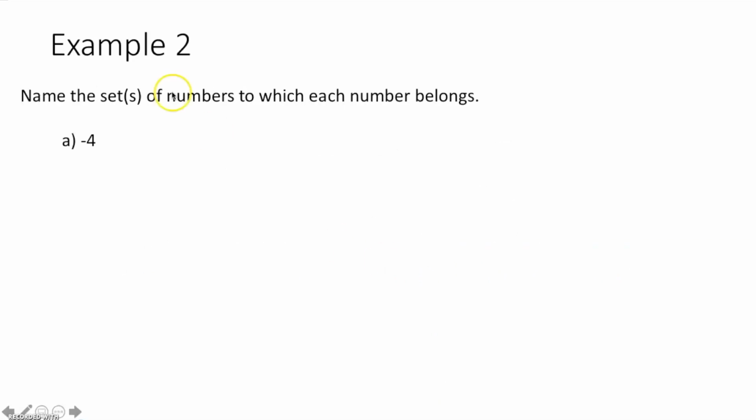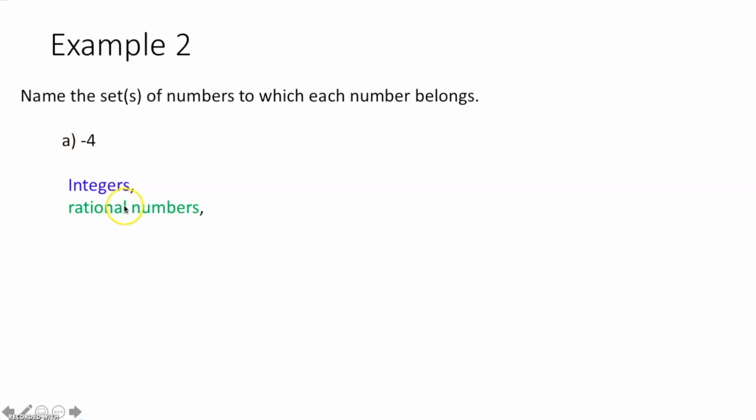Okay, example 2 says name the set or sets of numbers to which each number belongs. We're starting with -4. Now, you see that negative? Right away, you should think, okay, negatives start with integers. And since this doesn't have a decimal on it, and it's not a fraction, we know that it's going to be an integer. Next, since it's an integer, we remember that chart that we had before, that diagram. Integers are included in the set of rational numbers because this can be written as a fraction, -4/1.